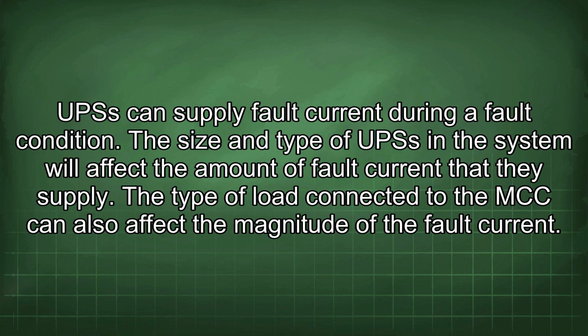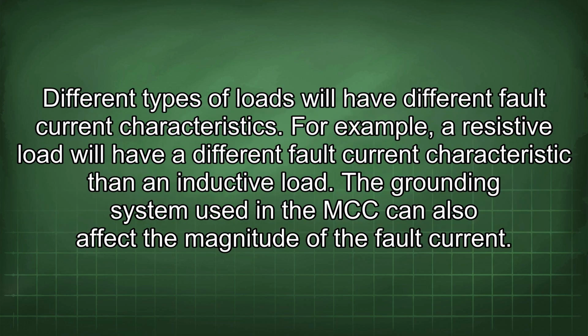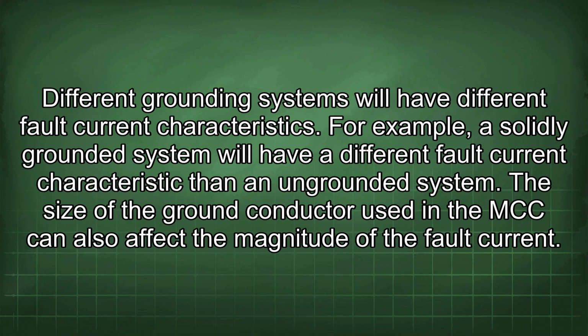The type of load connected to the MCC can also affect the magnitude of the fault current. Different types of loads will have different fault current characteristics. For example, a resistive load will have a different fault current characteristic than an inductive load. The grounding system used in the MCC can also affect the magnitude of the fault current. Different grounding systems will have different fault current characteristics. For example, a solidly grounded system will have a different fault current characteristic than an ungrounded system.